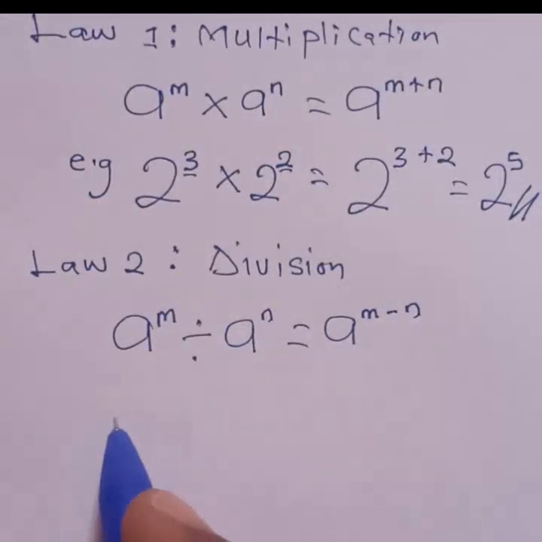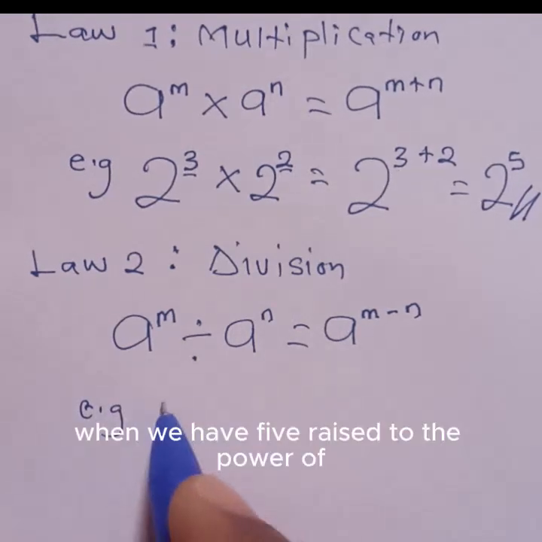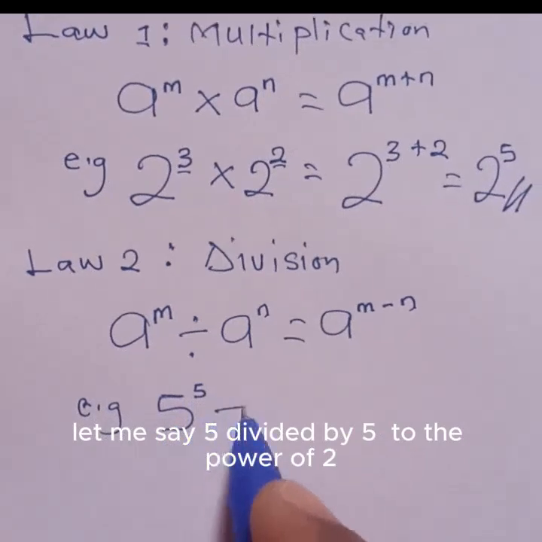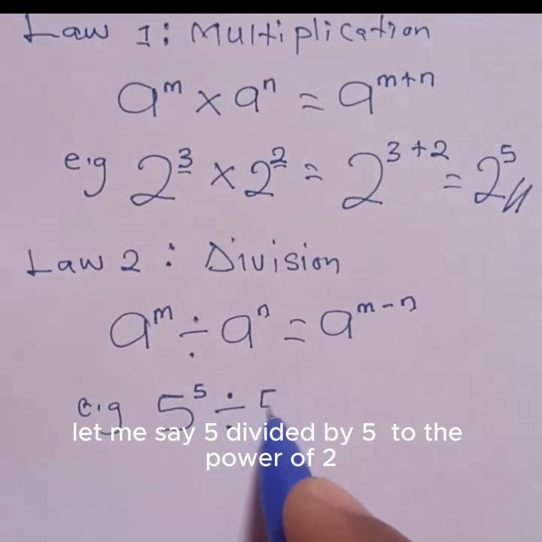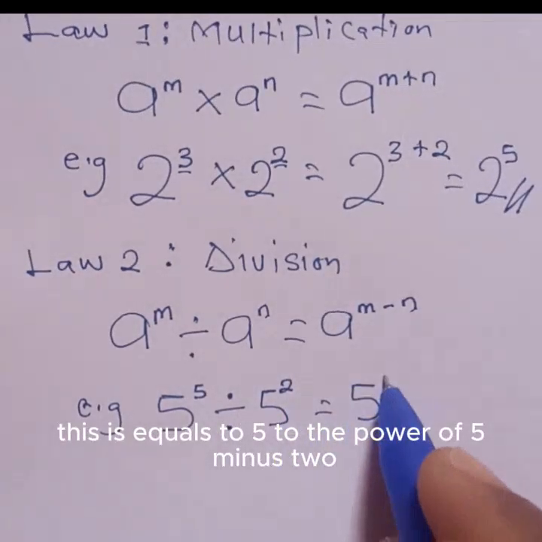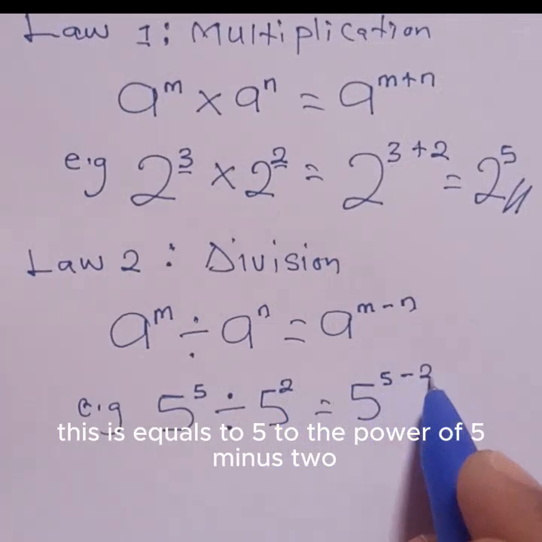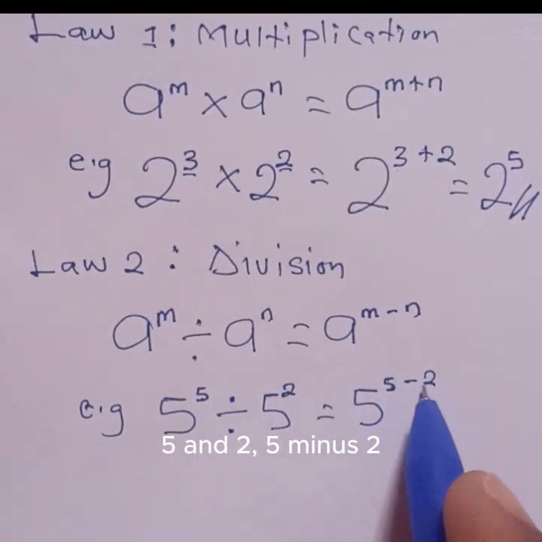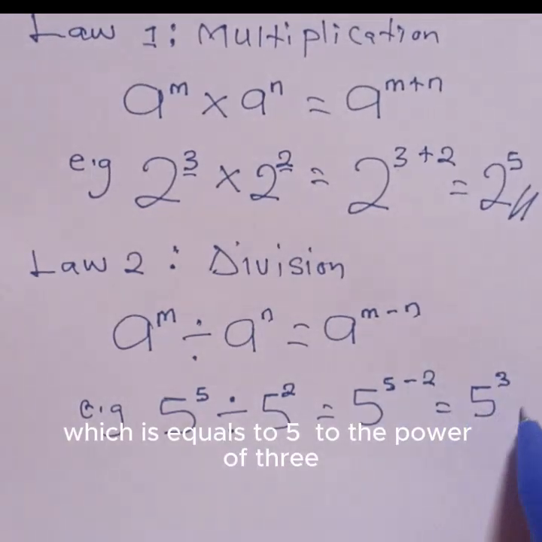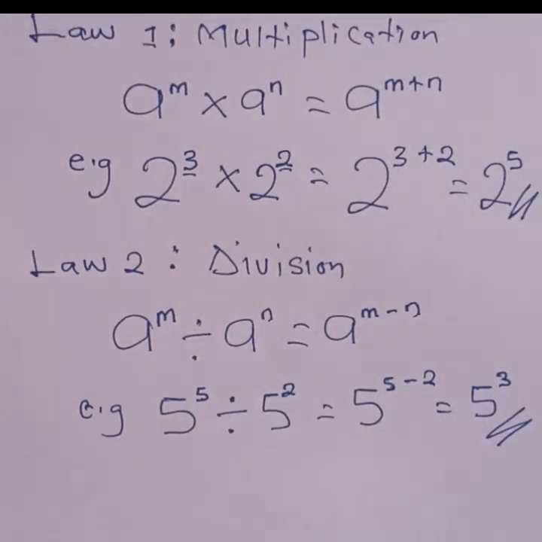For example, when we have 5 raised to the power of 5 divided by 5 raised to the power of 2, this is equal to 5 raised to the power of 5 minus 2. 5 minus 2 is 3, which is equal to 5 raised to the power of 3.